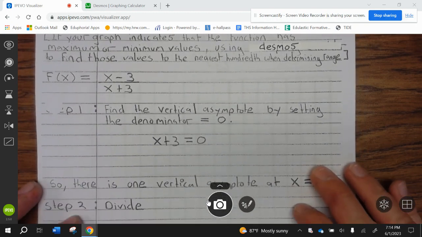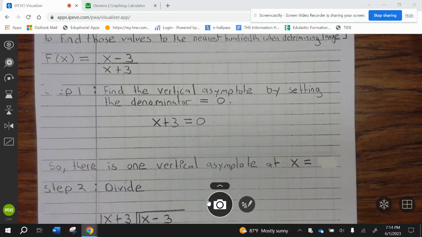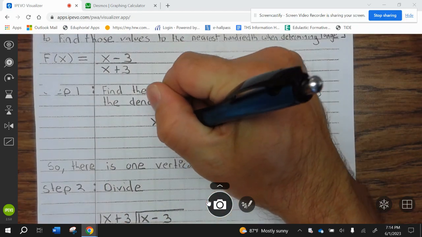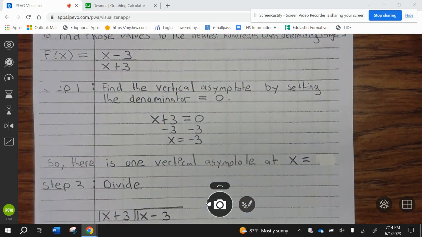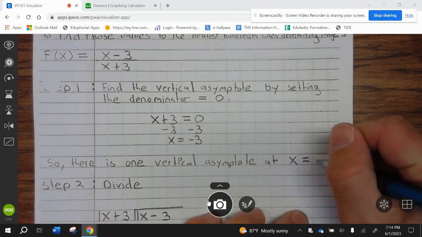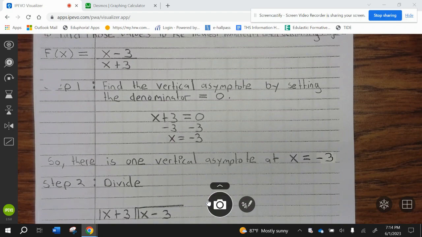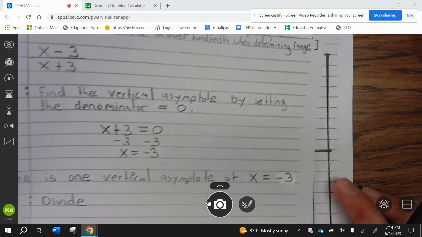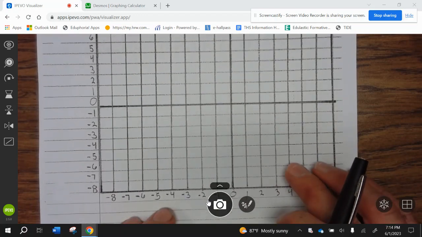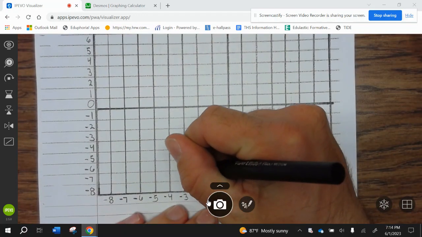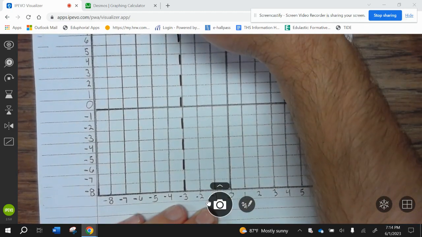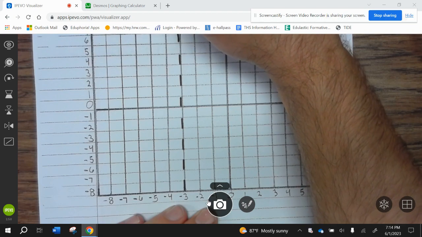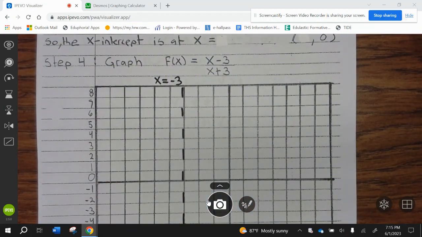All right, let's take a look at f of x equals x minus 3 divided by x plus 3. Find the vertical asymptote by setting the denominator equal to 0. So we set x plus 3 equals 0, and subtract 3 from both sides, x equals negative 3. So there is a vertical asymptote at x equals negative 3. Now we're going to turn to the next page and graph that vertical asymptote. Okay, so we have a vertical asymptote at x equals negative 3.